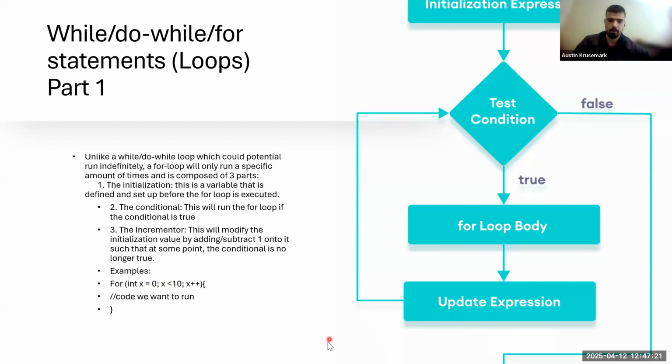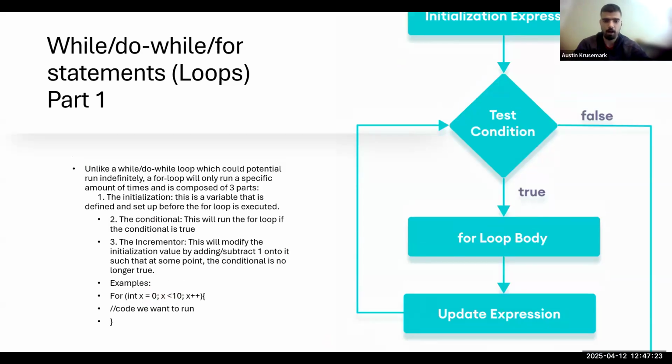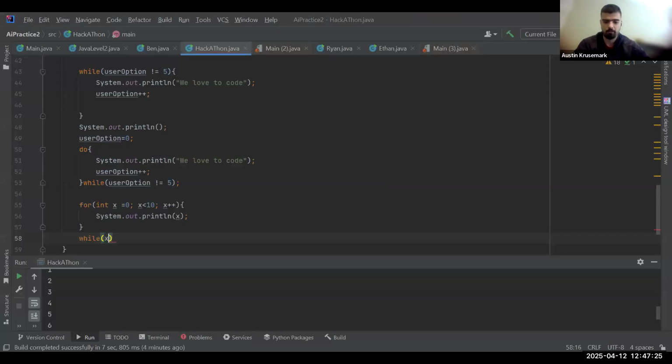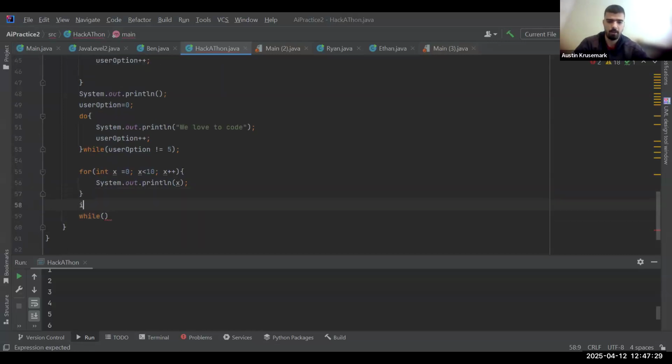Yeah. To be honest, you could rewrite this in a way such that it is a while loop, and you could do this by doing while x is less than 10. First, you would have to set it up. So we're going to do int x equals 0. While x is less than 10, we're going to do system.out.println(x), and we're going to do x plus plus, which is basically the same idea.